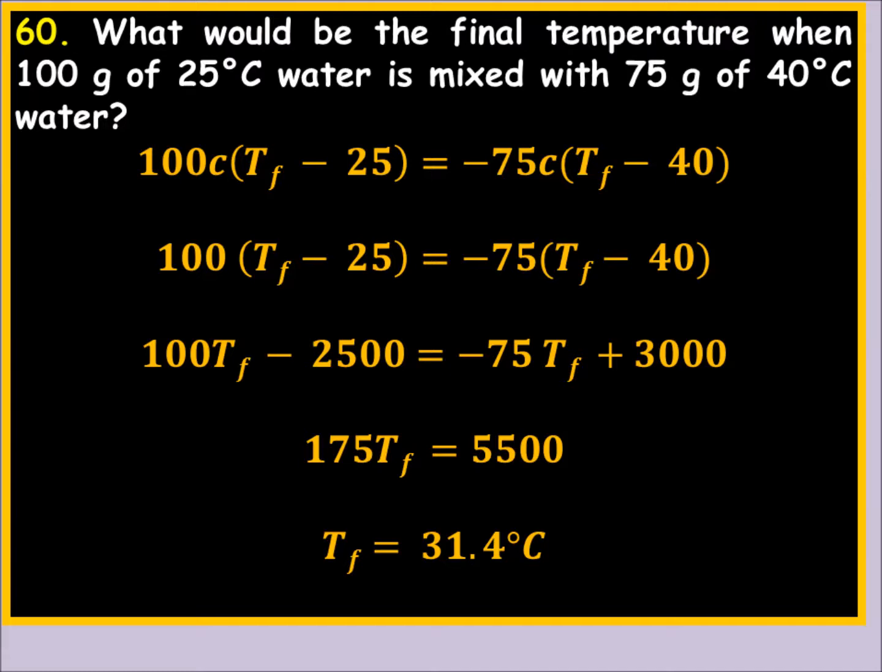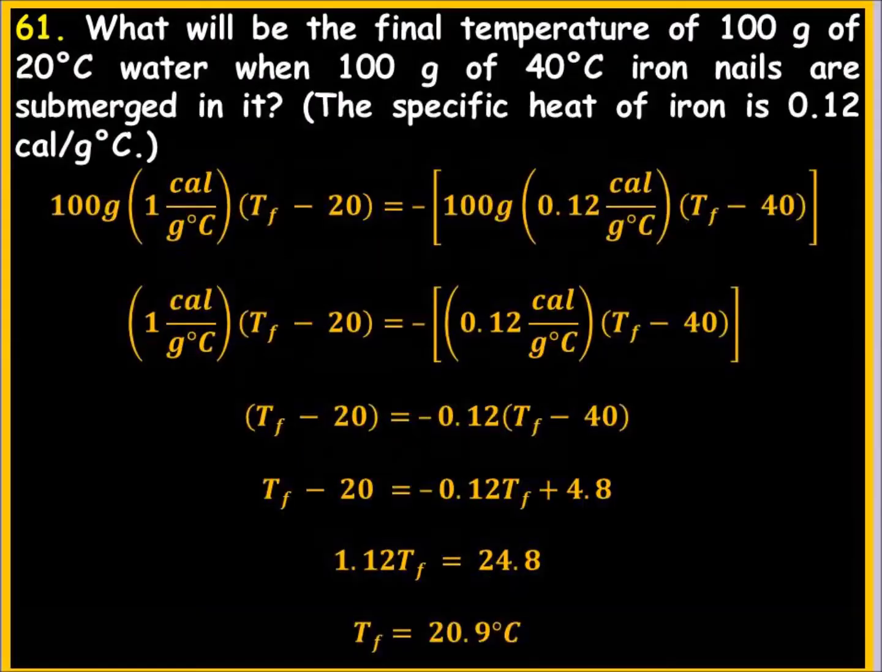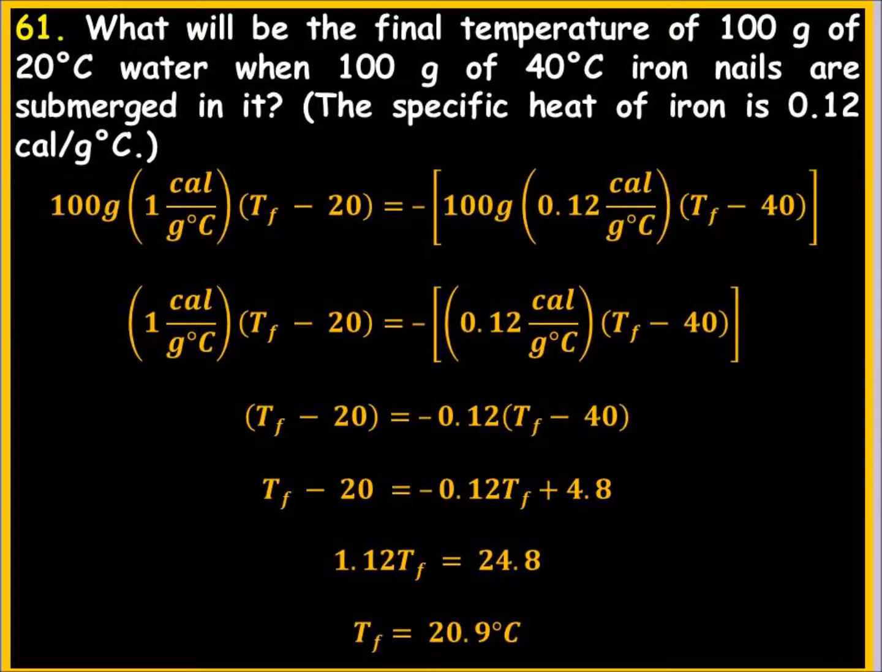And the next is going to be, what will be the final temperature of 100 grams of 20 degrees Celsius water when 100 grams of 40 degree Celsius iron nails are submerged in it? The specific heat capacity of iron is 0.12 or 0.11. It depends on what book you look the constant up in. We've done problems like this. You're solving for TF. Just keep your wits about you.